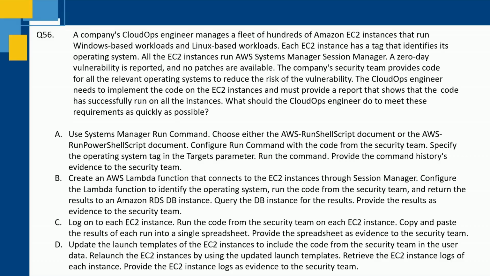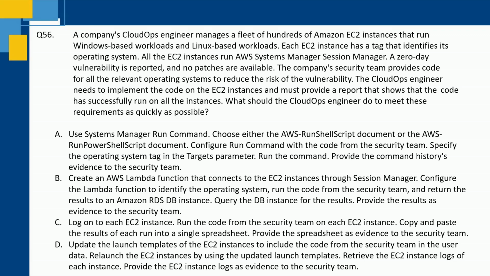Next option is create an AWS Lambda function that connects to the EC2 instances through Session Manager. Configure the Lambda function to identify the operating system, run the code from the security team, and return the results to an Amazon RDS DB instance. Query the DB instance for the results. Provide the results as evidence to the security team.